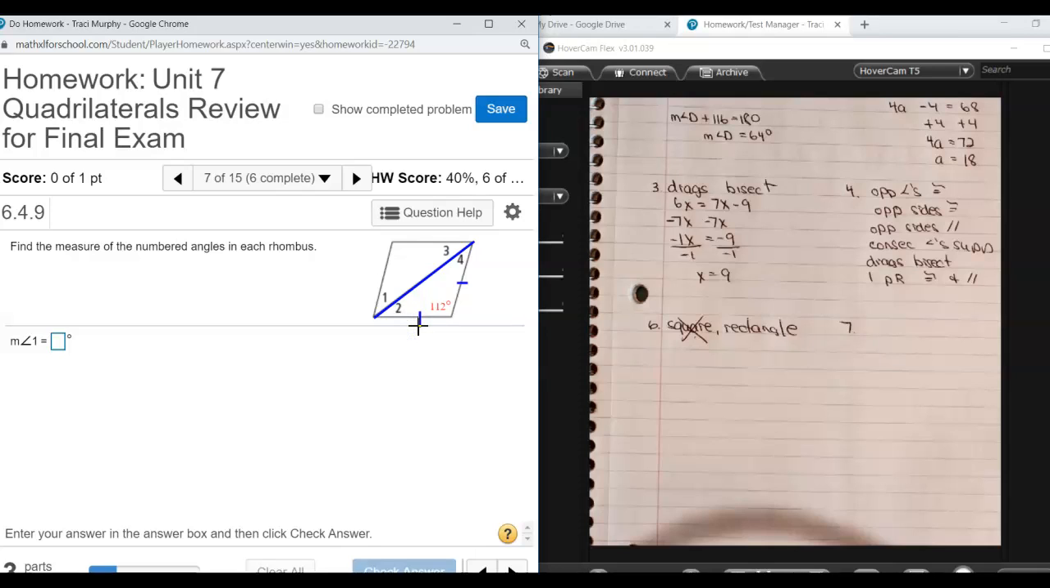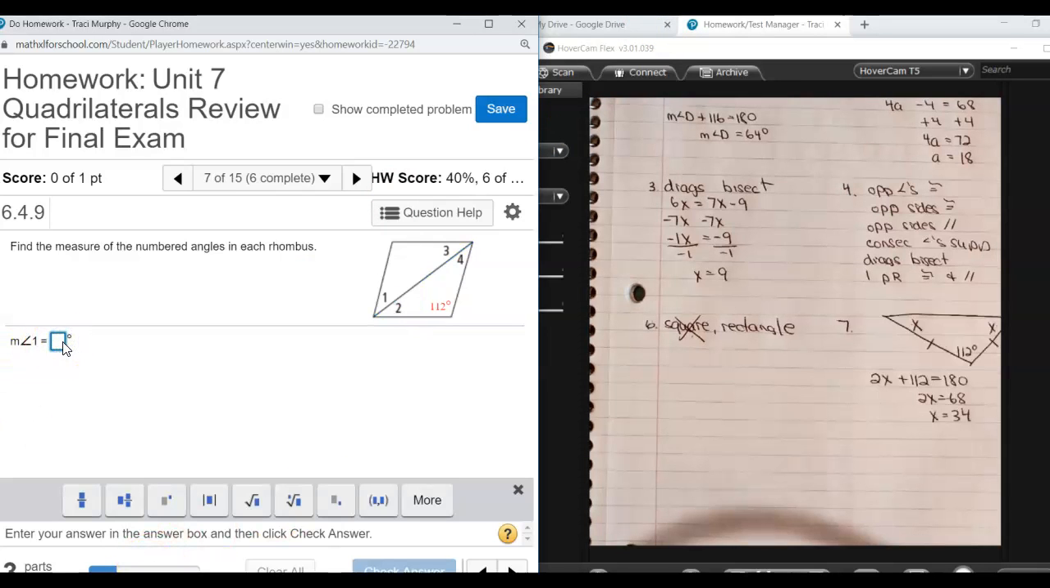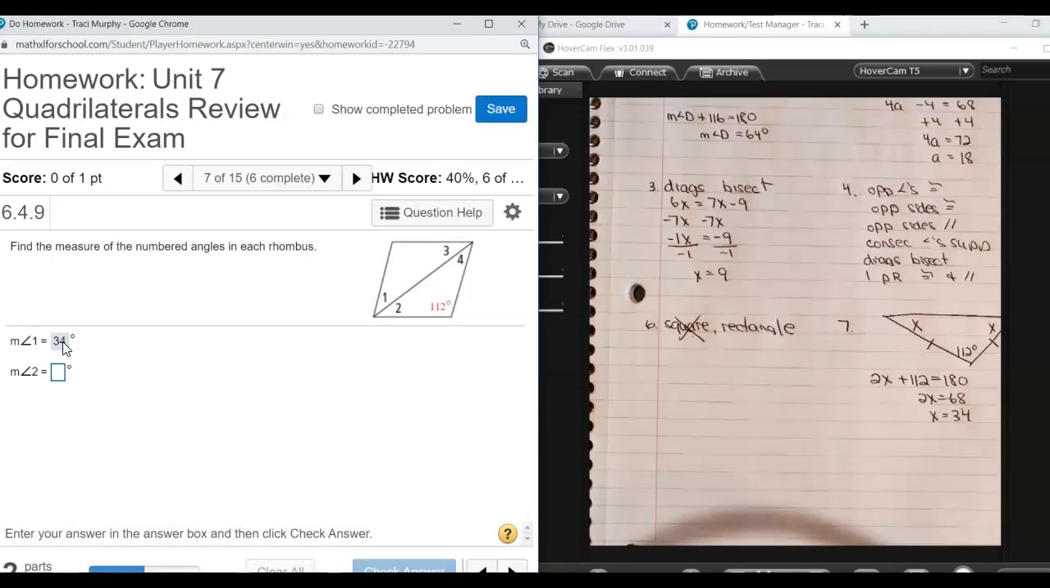So let me pull out the picture that I'm looking at here. This is 112. These two are congruent, which means these two angles are the same measure. I'm just going to label them to be x. So in other words, 2x plus 112 equals 180 degrees. So I get 2x is equal to 68, which means x is equal to 34 degrees. So that means 2 and 4 are 34 degrees, as well as 1 and 3. Okay, so here we go. 34 degrees, 34 degrees.